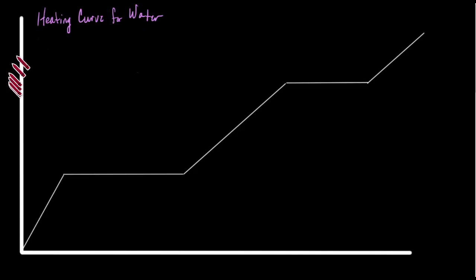So we have this graph, and on this side is going to be the temperature in degrees Celsius of our substance. In this particular case, it's going to be water. And down here, this is time. So temperature and time. It's in seconds.